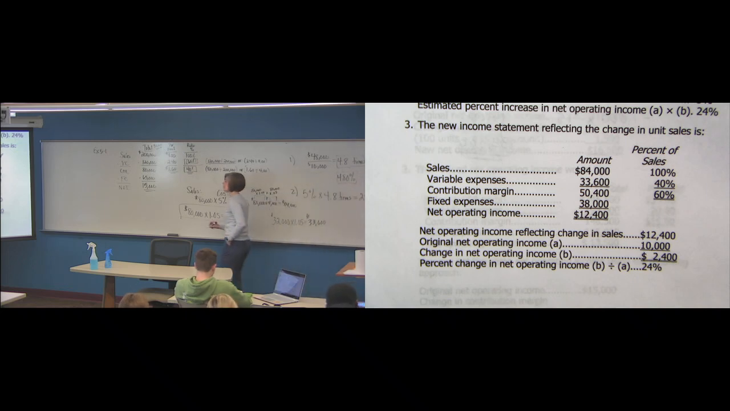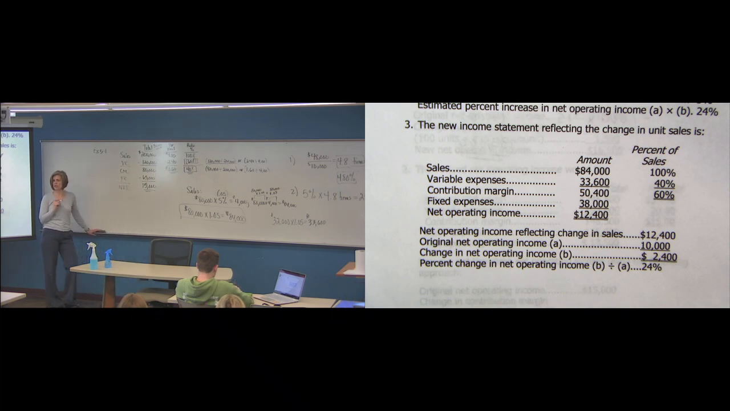Now, you could do the same with contribution margin. You didn't have to, though. You could have just said 84,000 minus 33,600 is 50,400. Fixed expenses remained at 38,000, so net operating income is 12,400. So how do I know that it went up? We said 24%. So did I show you guys the percentage change?